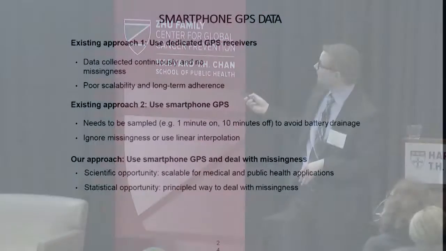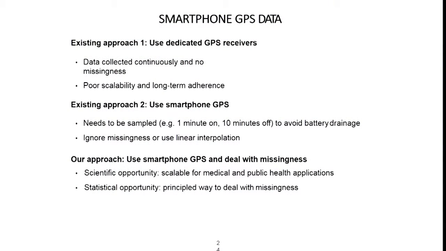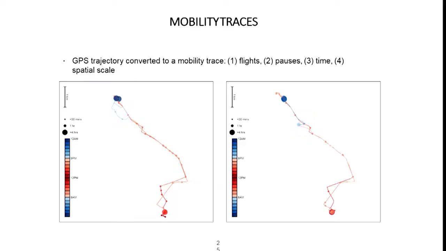So what we try to do is to use smartphone GPS data and then think about the statistical problem of how do we best impute the missing trajectories. I'm not going to talk about the details because I was told not to use any equations in this talk, but I just want to try to give you the flavor.